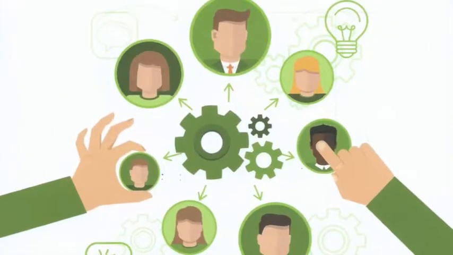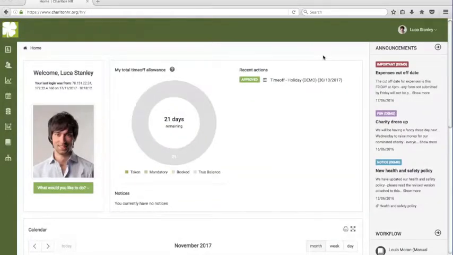We'll start with a view you see as a manager. It has a secure username and password. I'm now logged in as the manager, Lucas Stanley. Here you can see I've got my photograph and my own personal details such as my total time off allowance, and then on the right hand side of the screen there's any general company announcements.